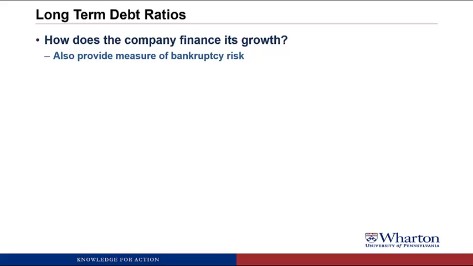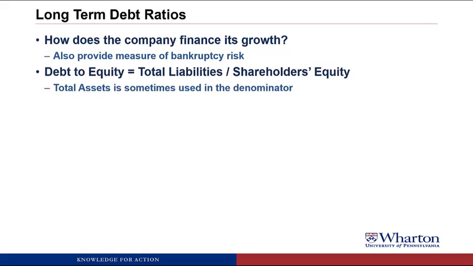These ratios are going to tell us something about how the company is financing its growth, as well as provide a measure of bankruptcy risk. The idea is the higher the company's leverage, the bigger the risk that it may have to default on its debt payments, and then the company gets forced into bankruptcy, hurting the equity investors. First ratio is debt to equity, which is just total liabilities over shareholders' equity. So for each dollar of investment by shareholders, how many dollars of liabilities has the company taken on? Sometimes we put total assets in the denominator, and we'll especially do that if shareholders' equity is really small, because that could distort this ratio.